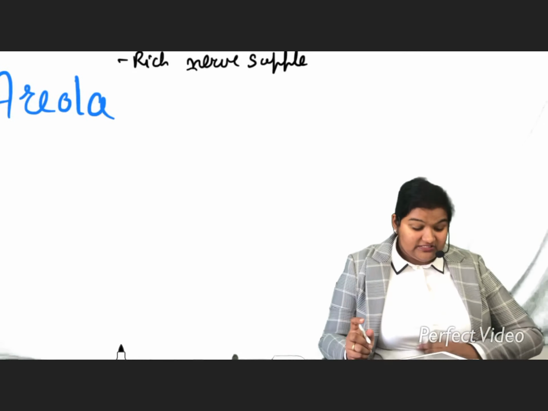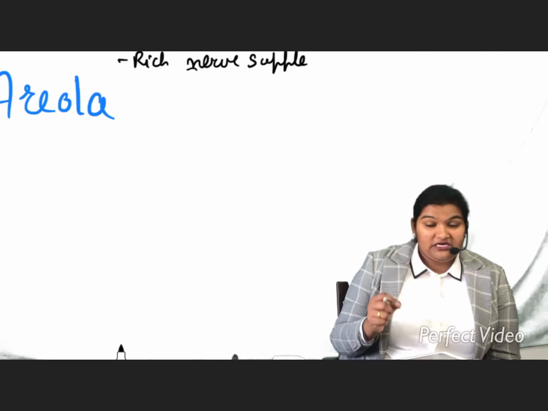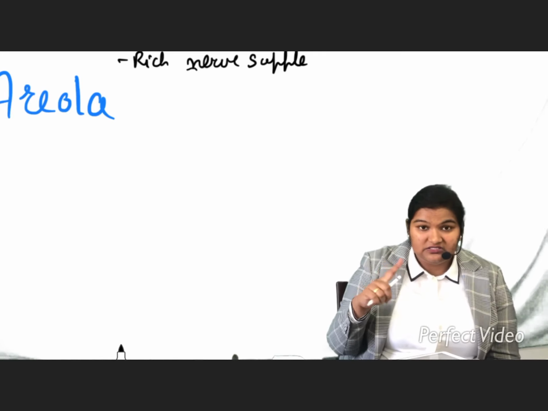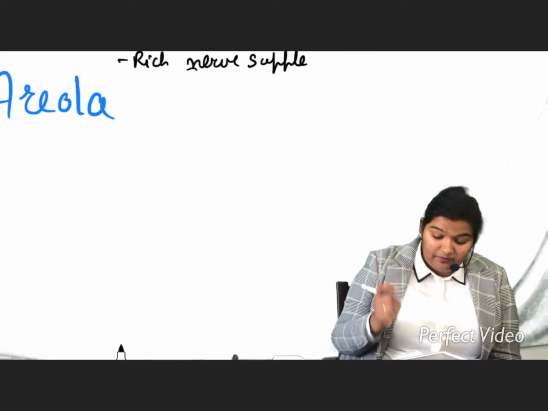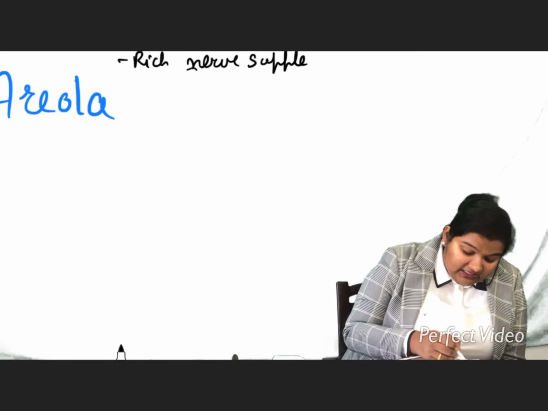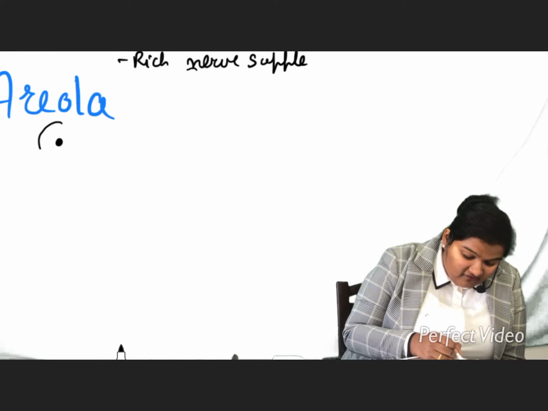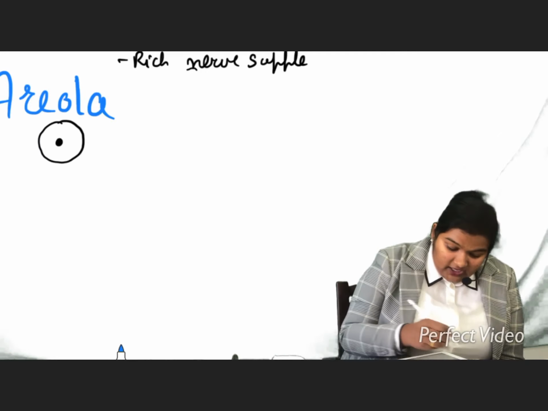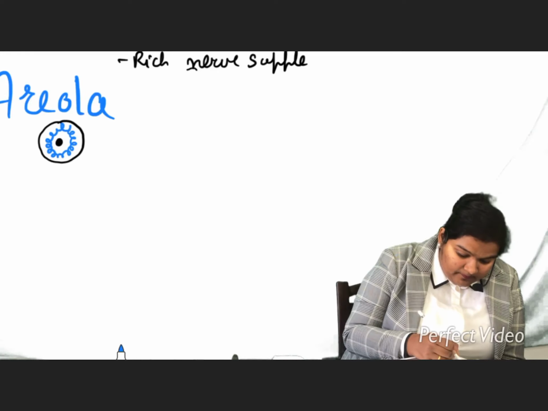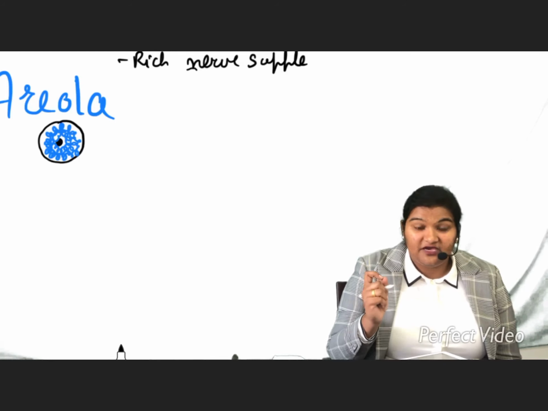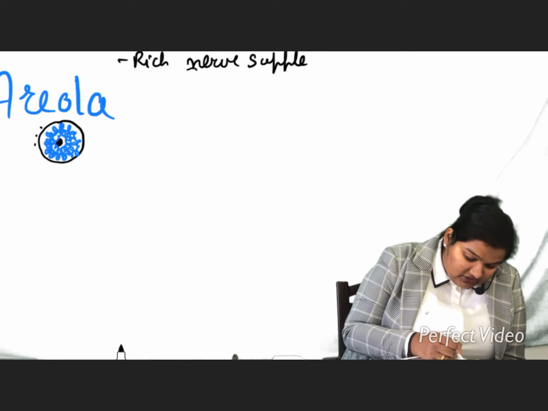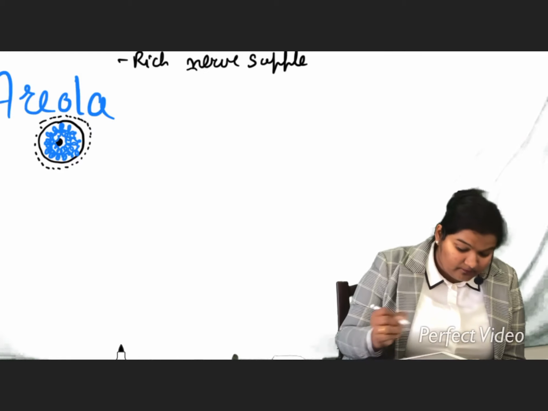Now let us move towards the areola. What is the areola? It is a pigmented circular skin present surrounding the nipple. Taking this point as the nipple, we have the areola like this, in blue, which I am showing as pigmented. Surrounding this areola we have modified sebaceous glands, and these points depict the modified sebaceous glands.